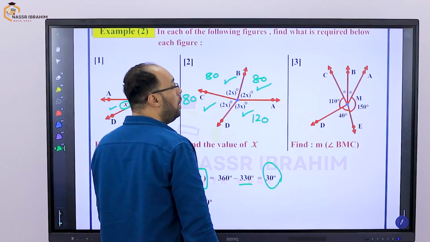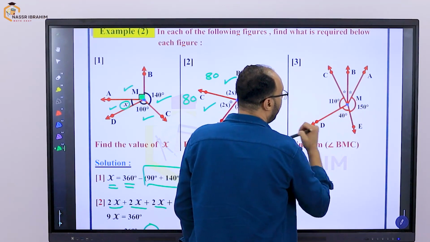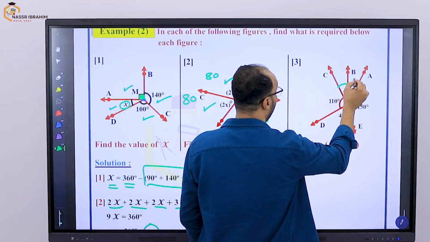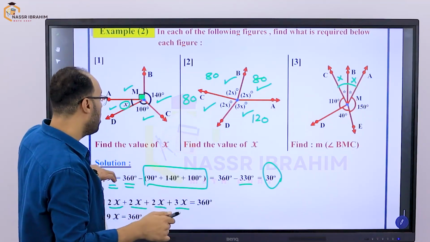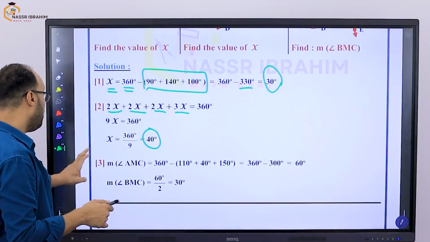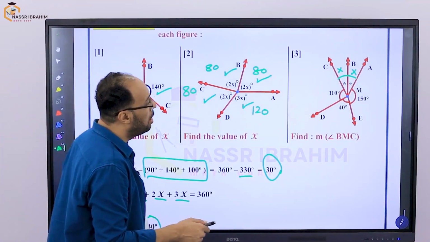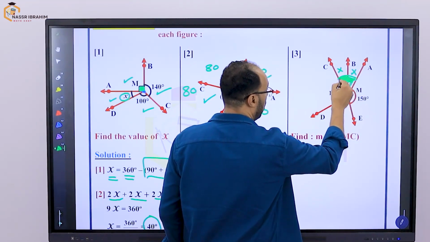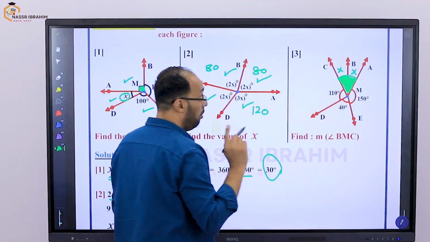The third one: here we have angles of 150 degrees, 110 degrees, and 40 degrees, and two equal angles. You can write a symbol on them, like x, y, or any other symbol, or leave them as they are. The measure of AMC is this one. I'll shade it. The whole angle will be in green, by the way.